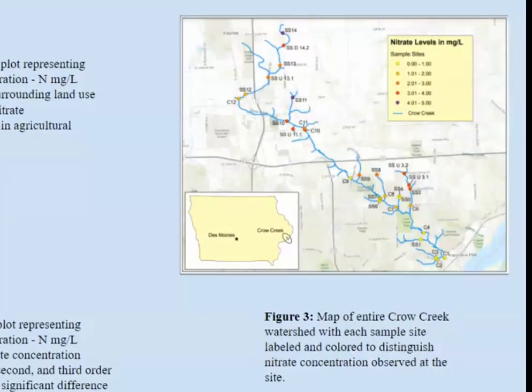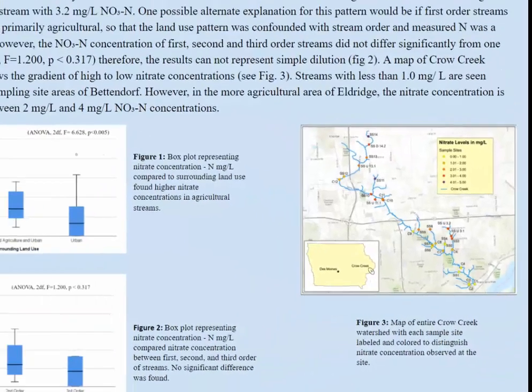Overall, Figure 3 emphasizes the results by showing a map of Crow Creek Watershed. The map depicts the gradient of high to low nitrate concentrations, high in agricultural areas and low in urban areas. Streams with less than 1.0 milligrams per liter are seen mostly in the urban sampling sites of Bettendorf. However, in the more agricultural area of Eldridge, the nitrate concentration is far higher, ranging between 2 milligrams per liter and 4 milligrams per liter nitrate concentrations.